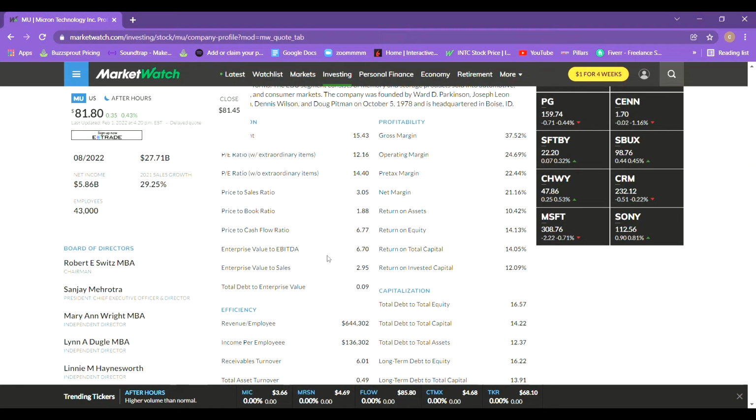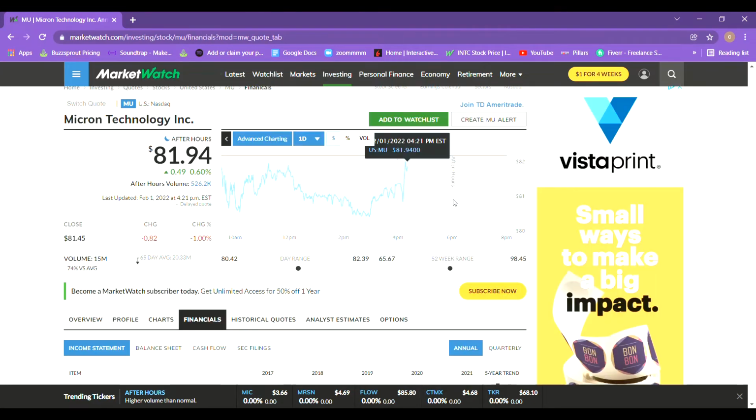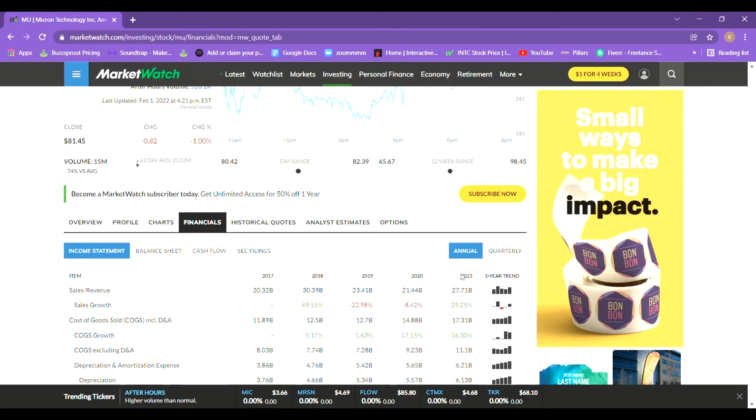Before we look at the income statement, I want to see what their gross margin and return on invested capital is. Right now, the gross margin's at 37%, which is good because the lowest you want this number to be is 20%. Then with the return on invested capital, it's looking solid at 12% as you want this to be at 7% and above.